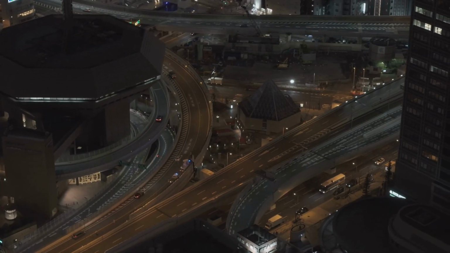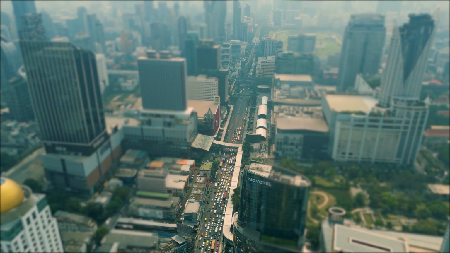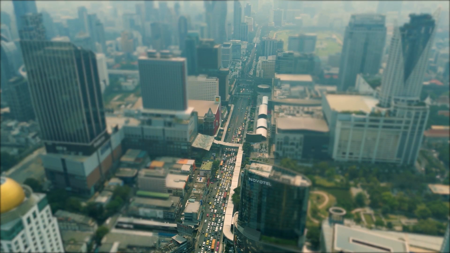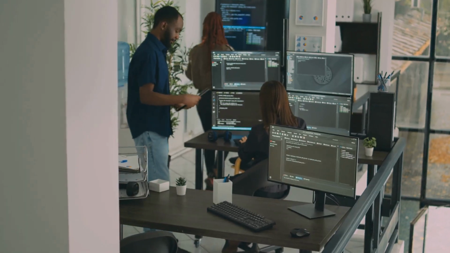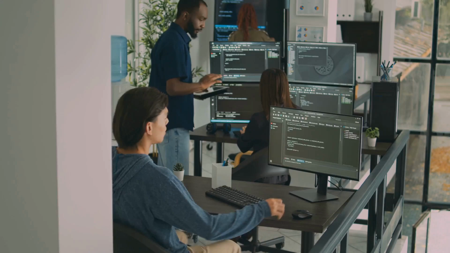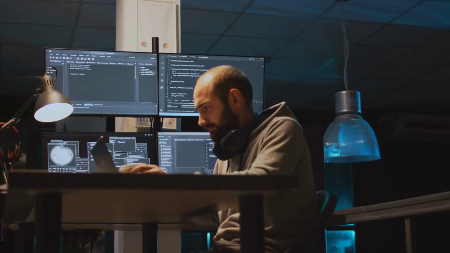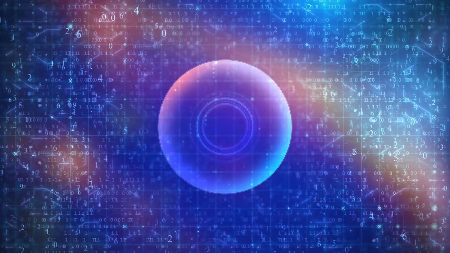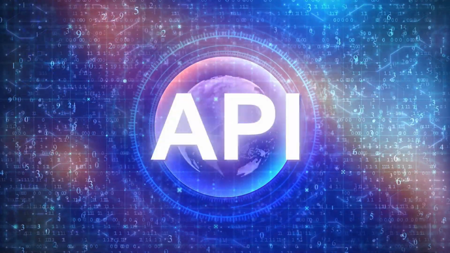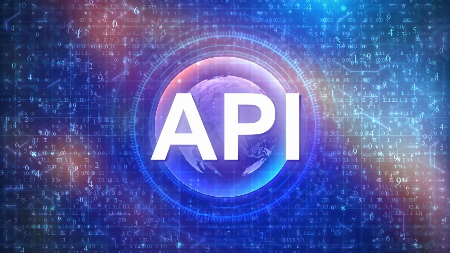Imagine a bustling city. Each district has a unique function, operating independently yet interconnected. This is the essence of microservices architecture. It's about breaking down a large application into smaller, independent services. Each service focuses on one specific functionality. These services communicate with each other through APIs, much like independent entities working together.